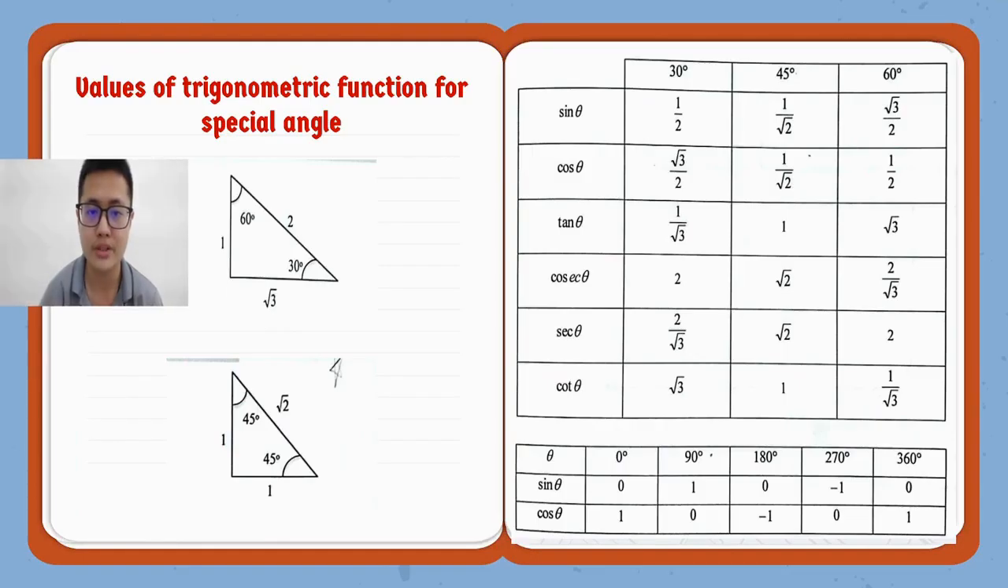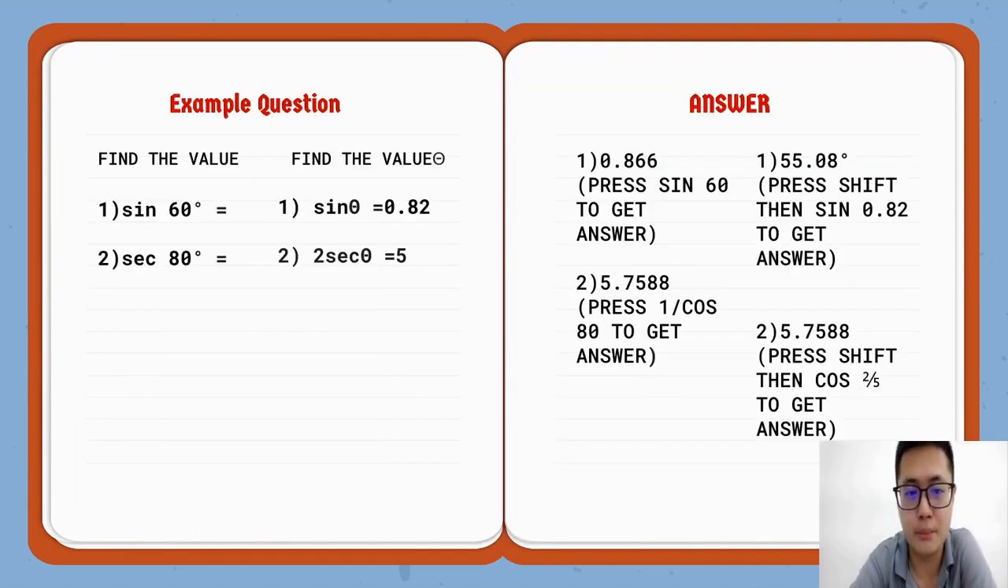Values of trigonometry functions for special angles. You can refer to the right hand side. Here are sample questions. Number one, sine 60 degrees. So let's see the answer. The answer is 0.866. You just press sine 60 to get the answer. Number two, sec 30 degrees. It's a bit different. We need to press 1 over cos 30 to get the answer.